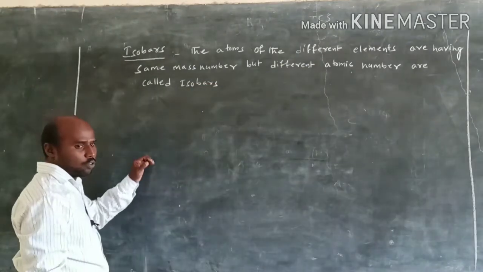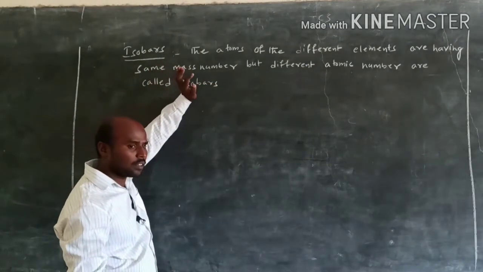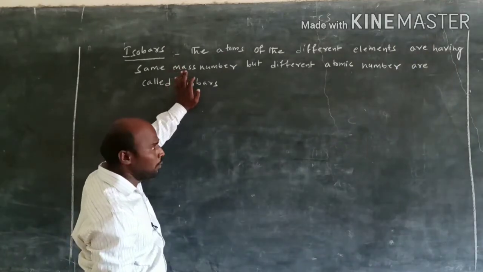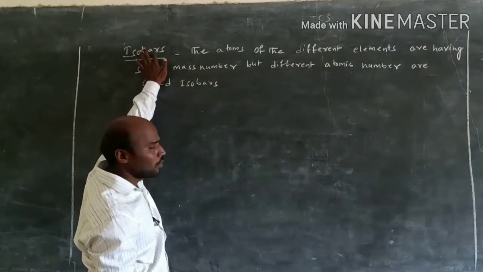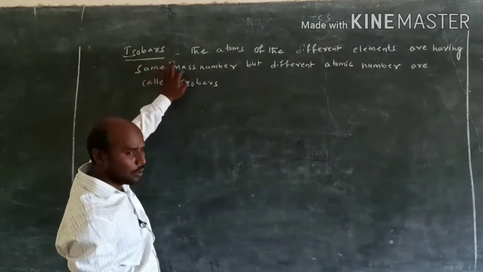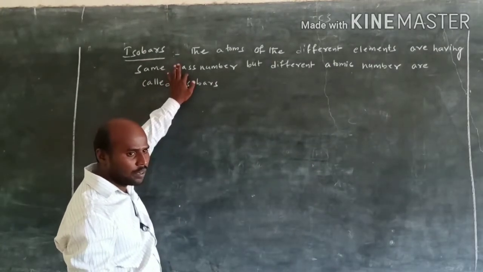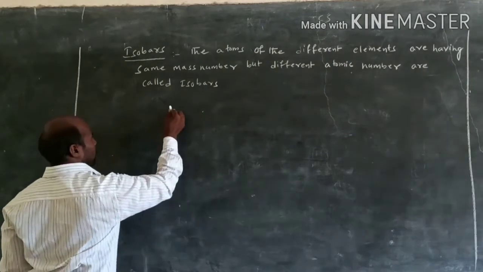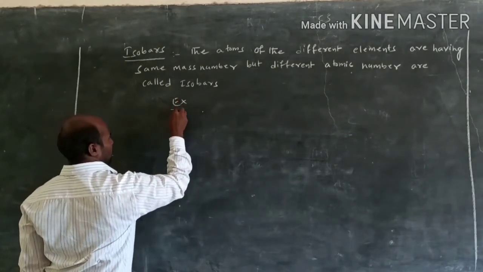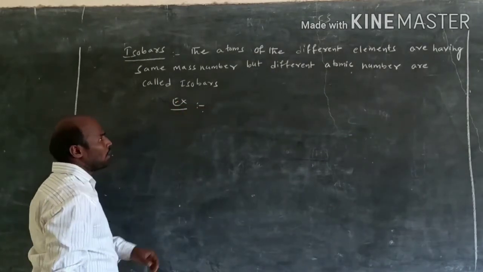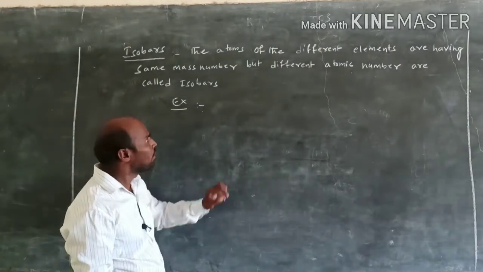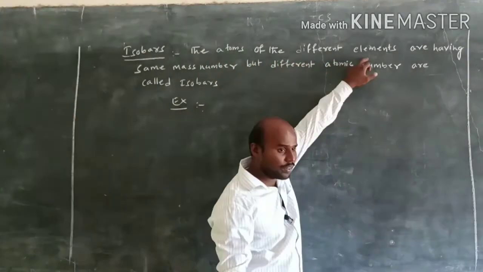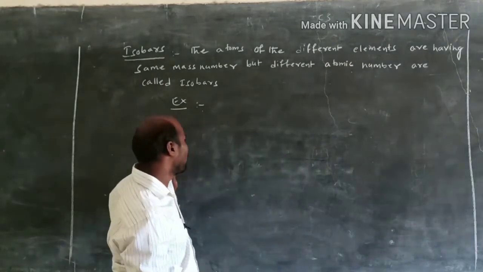It is opposite to isotopes. In the isotopes, what is the same? Atomic number will be same. Here in the isobars, mass number will be same, atomic number will be different. Now we can take some examples. Atoms of different elements.